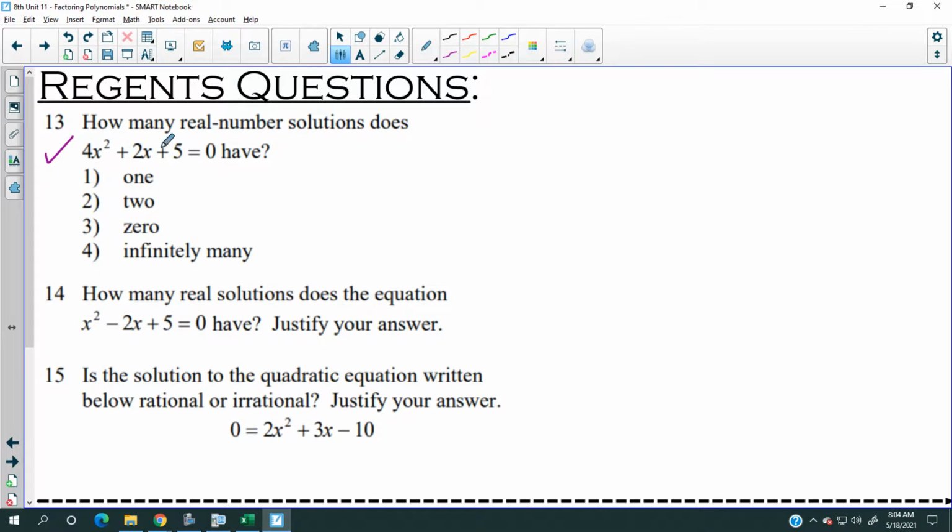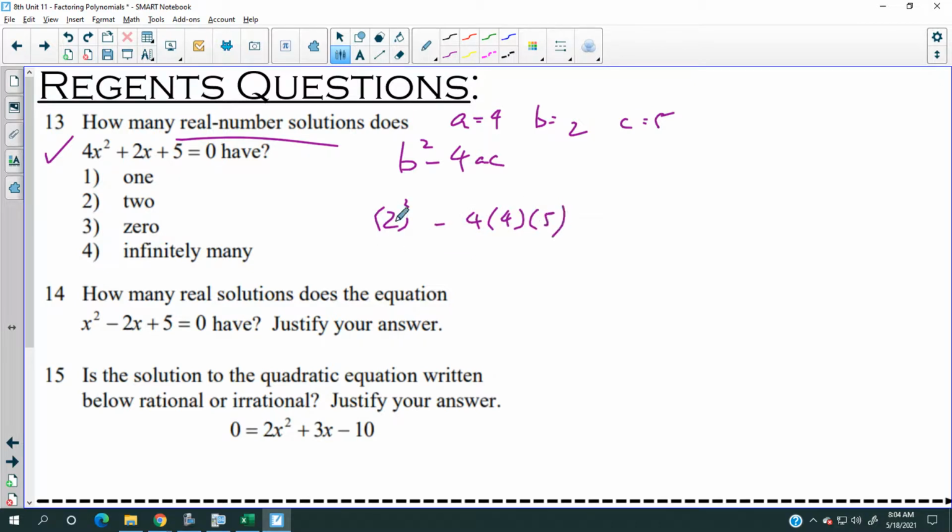So how many real number solutions does this have? Let's use what we learned today. B squared minus 4ac. So let's see what's a. Let me list that out. A is 4, B is 2, C is 5, right? So B squared is 2 squared minus 4 times A times C. So 2 squared is 4 minus 4, oh, it's gonna be a negative answer, isn't it?